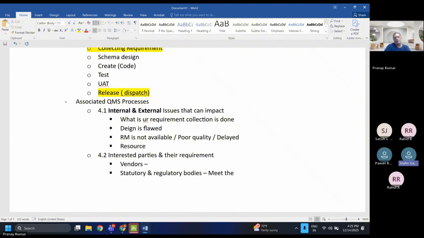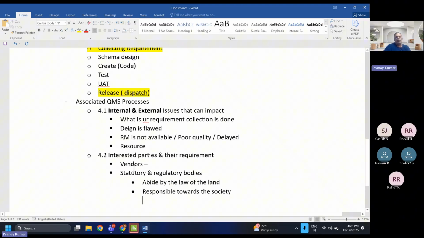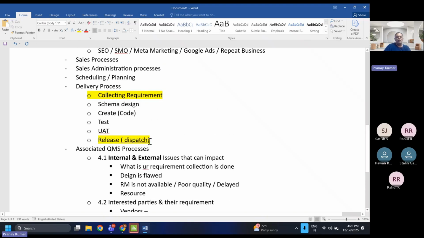Like, I am a regulatory body. I am saying abide by the law of the land. Please follow the law. Please be responsible towards society. Legal material, legal documents. So the ISO 9001 framework is mostly around this value chain.